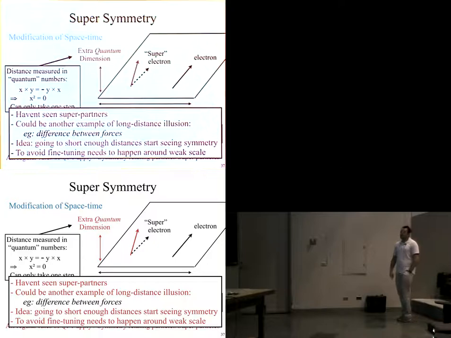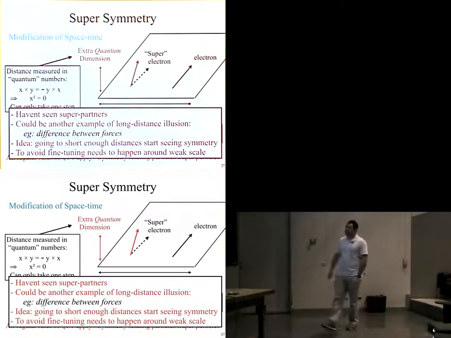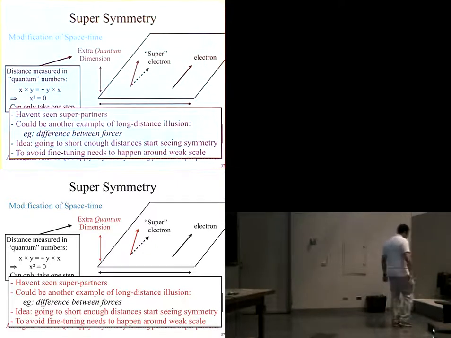Okay, so we haven't seen these superpartners, right? There's nothing that looks like an electron propagating in this extra dimension that we've seen. But we think this is probably another example of a long distance illusion. We saw in the third lecture that we have these four forces in nature that seem to us very different: electromagnetism, the weak interaction, the strong interaction. But if you probe them on small scales, they're described in the exact same language, and they even have similar interaction strengths. So going to smaller distance scales shows that they're really the same, and the fact that they look different is really a long distance illusion.